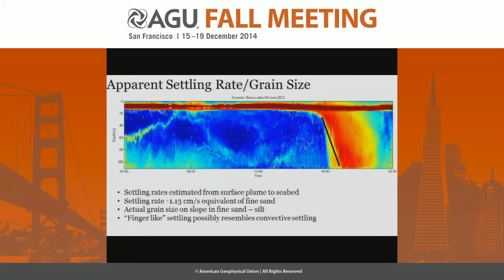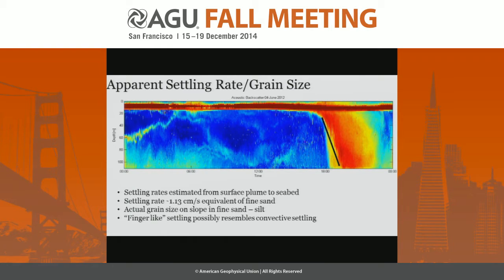One of my last bits of analysis was looking at apparent settling rate and grain size from this backscatter. So this is June 4th, 2012, the infamous day right before the platform was lost. This is a color adjusted image, and we can start looking at the structure inside the sediment settling plume. Settling rates are estimated from the surface plume to the seafloor bed by drawing a line that tries to capture the slope happening there.